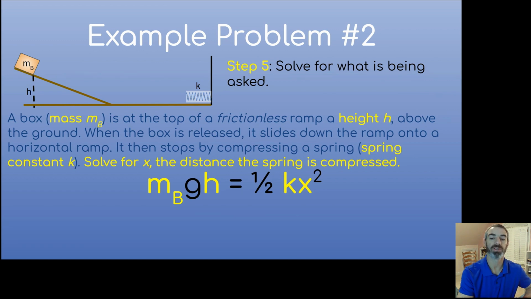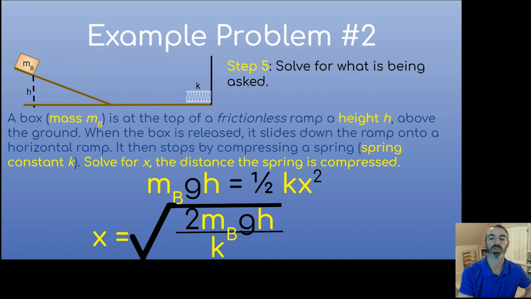So I'm going to multiply by 2, divide by k, take the square root of each side, and that gives me the equation x is equal to the square root of 2 times mbg times h divided by k, and this is the expression for our spring compression. And again, at this point, if you have numbers, go ahead and substitute your numbers in and then find the value of the spring compression.